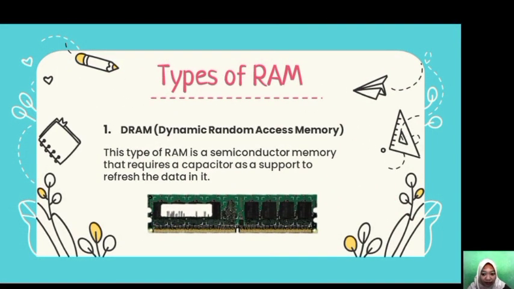Types of RAM. 1. DRAM or Dynamic Random Access Memory. This type of RAM is a semiconductor memory that requires a capacitor as a support to refresh the data in it. DRAM uses one transistor and capacitor per bit in its structure. It makes this RAM has a very high density. DRAM has a working frequency that varies between 4.7 MHz to 40 MHz.